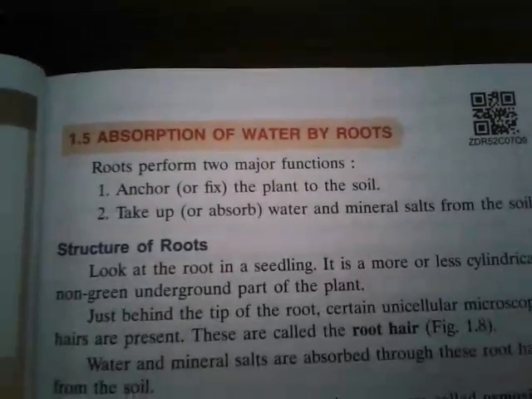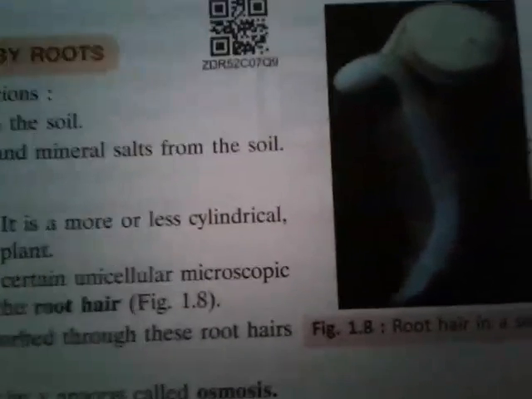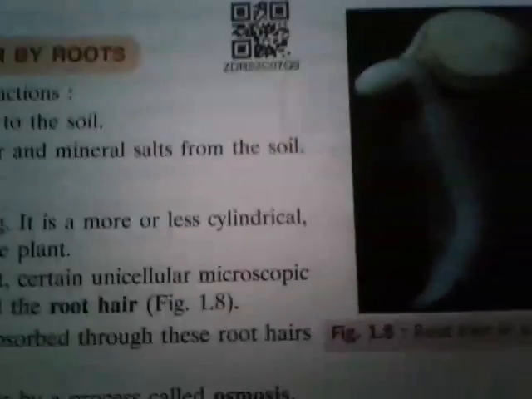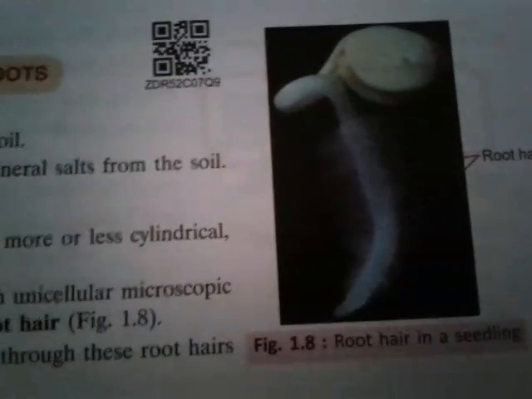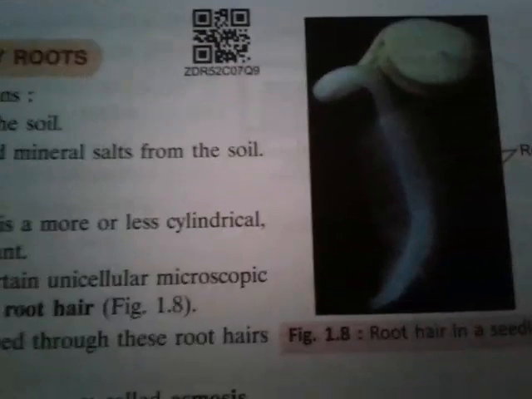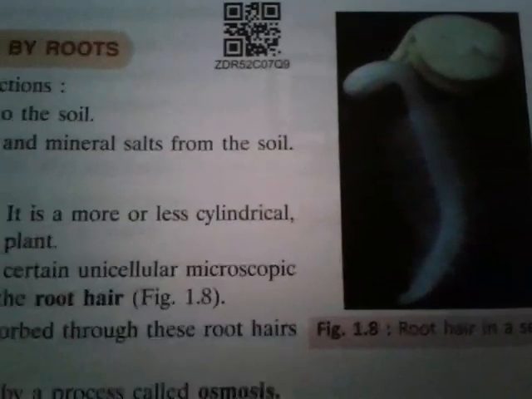Okay, so now coming to the point, the structure of the roots. Look at the root seedling. See that it is more or less cylindrical in structure. It is a non-green, underground part of the plant. Just behind the tip of the root, certain unicellular microscopic hairs are present, and these are called root hairs. Water and mineral salts are absorbed from the soil through these root hairs. Water passes into the root hair by the process called osmosis.